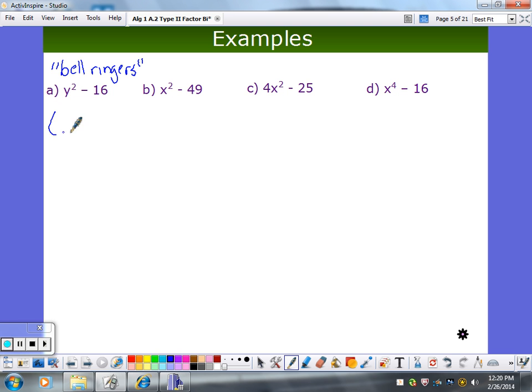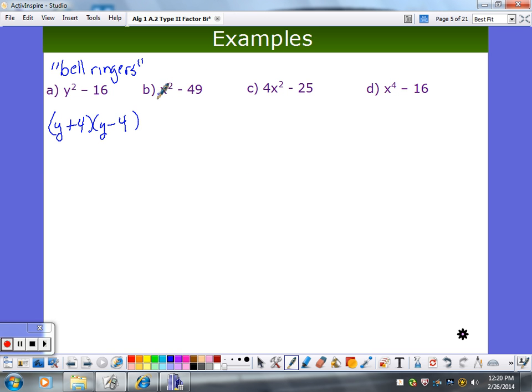So when I see them, you open up 2 parentheses. You take the square root of the first guy. What's the square root of y squared? Y goes there and there. What's the square root of 16? 4 and 4. And then either put a plus minus or put a minus plus. Either way.